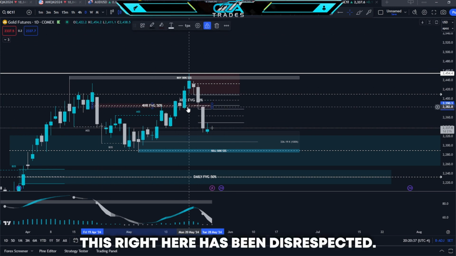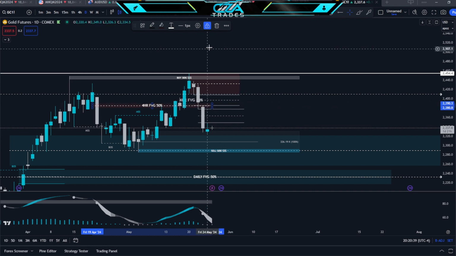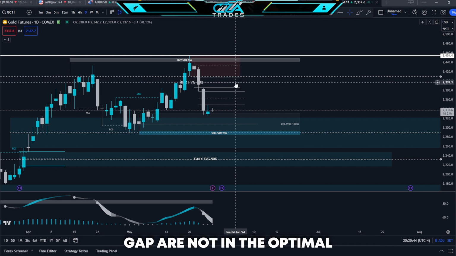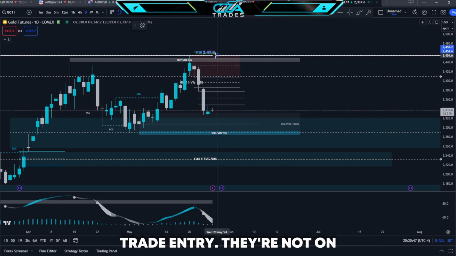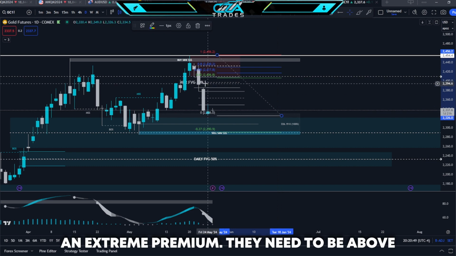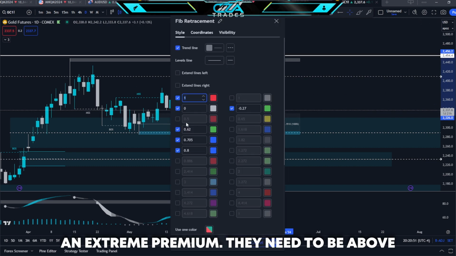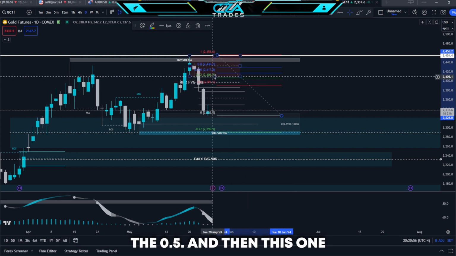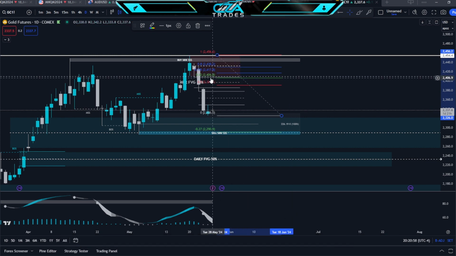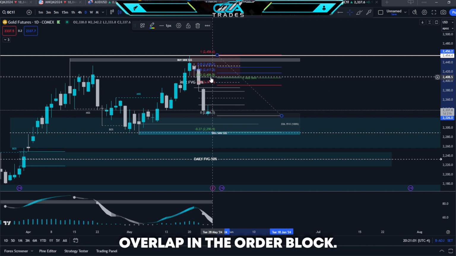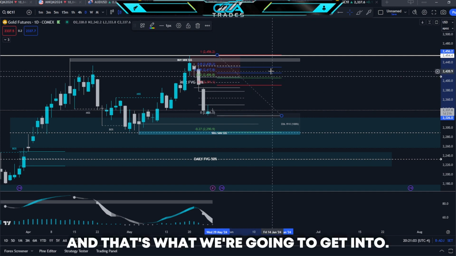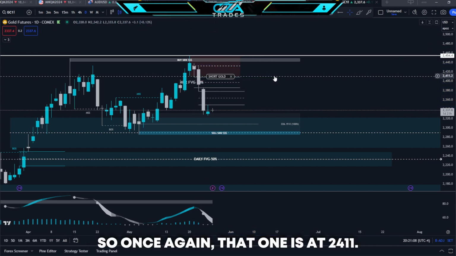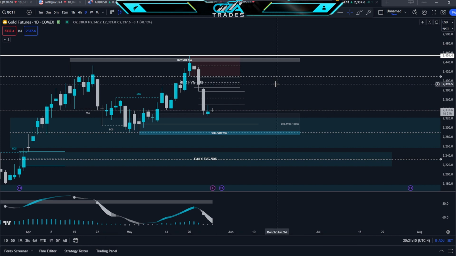This right here has been disrespected. This fair value gap and this fair value gap are not in the optimal trade entry, right? They're not on an extreme premium. They need to be above the 0.5. And then this one overlaps with the order block. So that's what we're looking for, right? We're looking for that overlap in the order block. Then that's what we're going to get into. So once again, that one is at 2411.